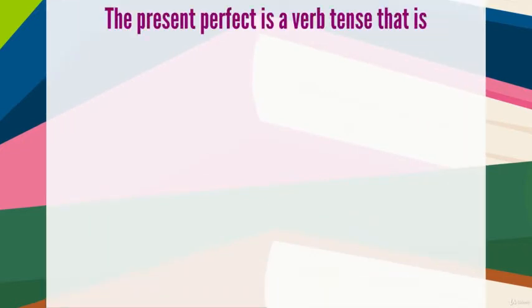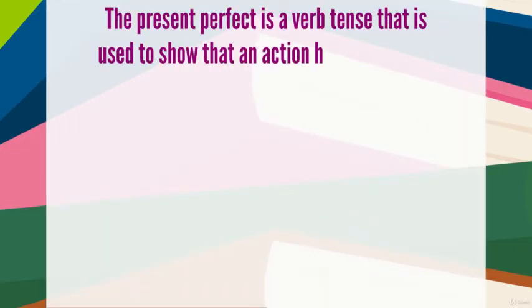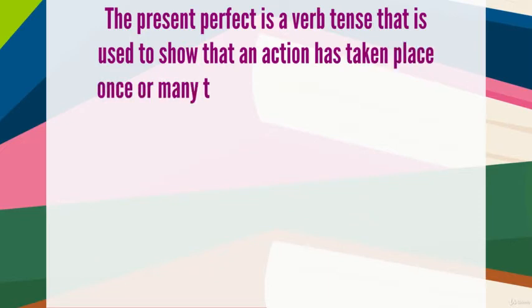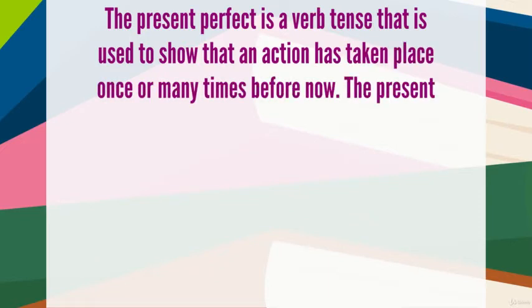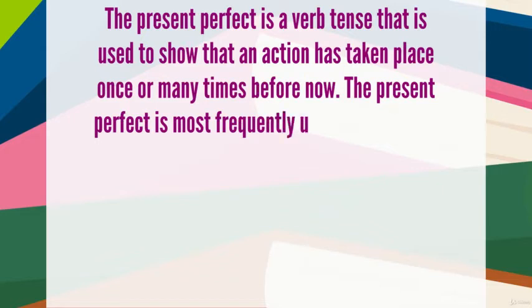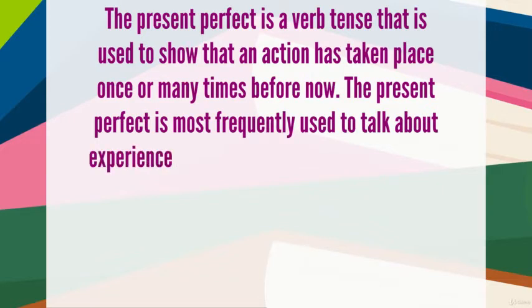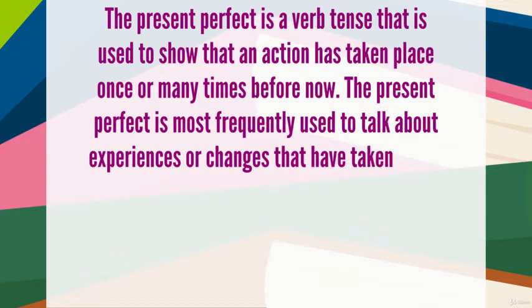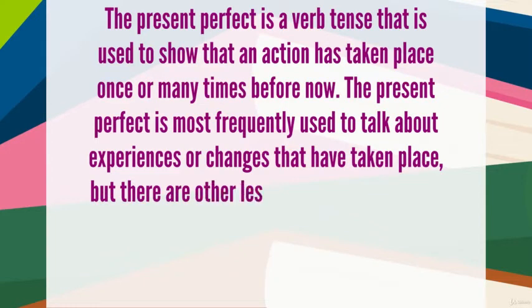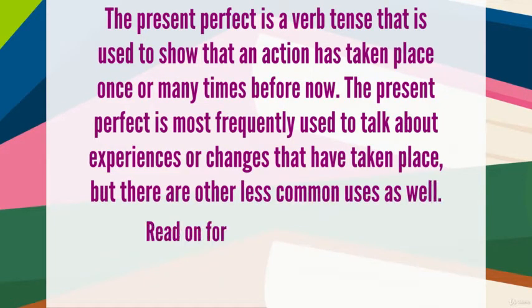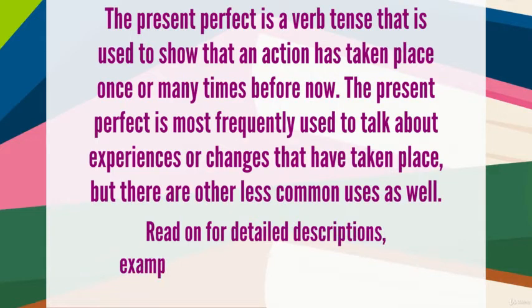The present perfect is a verb tense that is used to show that an action has taken place once or many times before now. The present perfect is most frequently used to talk about experiences or changes that have taken place, but there are other less common uses as well. Read on for detailed descriptions.